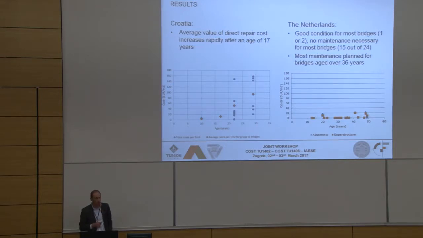So these two graphs basically show the results. You can see on the x-axis is the age of the bridges at the time of inspection, and on the y-axis is the cost of the planned maintenance activities based on the condition assessment. For the Croatian case, we see that the value of the repair cost is increasing quite soon after construction. After, say, maybe 15, but more realistically maybe after 20 years, we'll already see that the cost of maintenance has increased quite a bit.